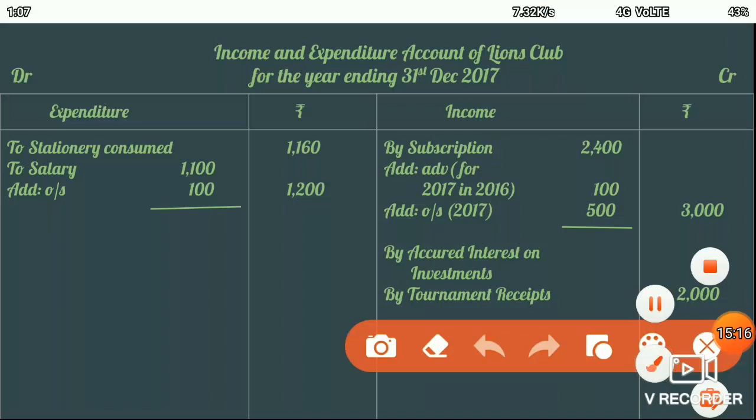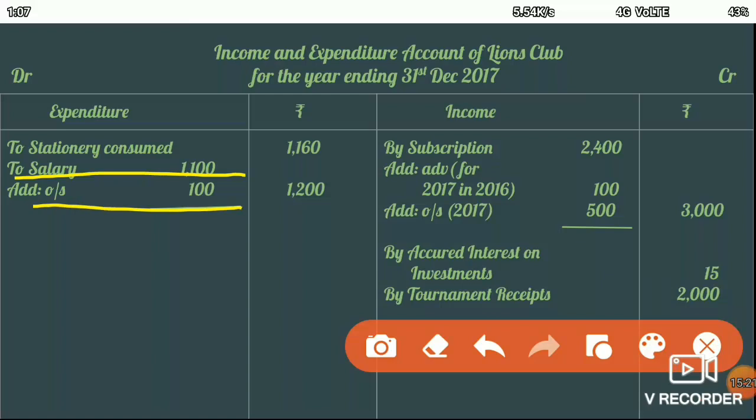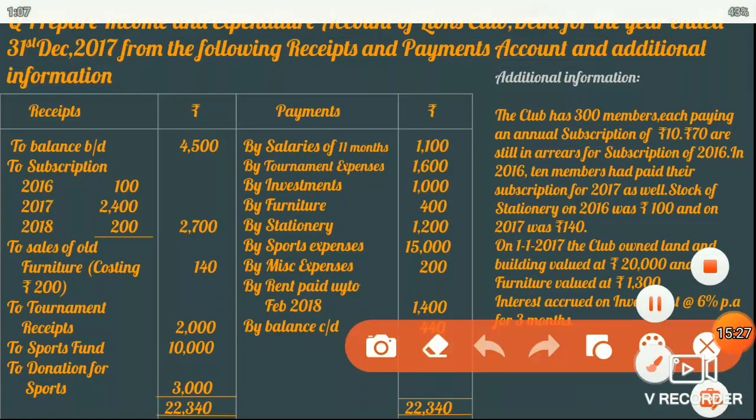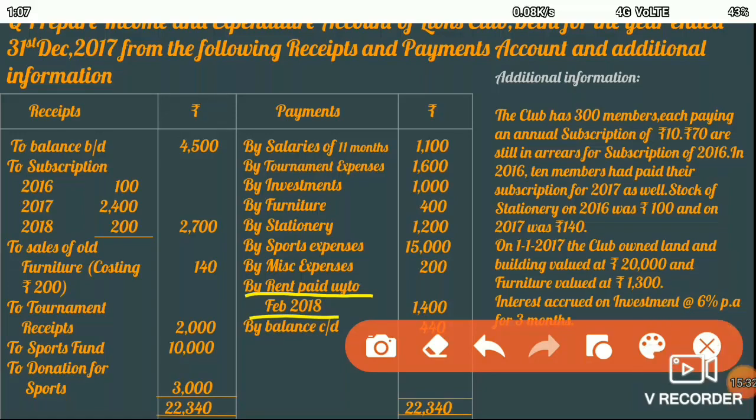So we can enter it to salary from the receipts and payments account, 100 rupees, add the outstanding of 1 month. So 12 month salary is 1200. The next item is rent. The rent is paid up to February 2018. So the amount which is paid is 1400.